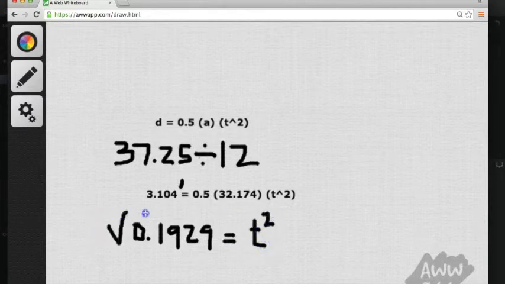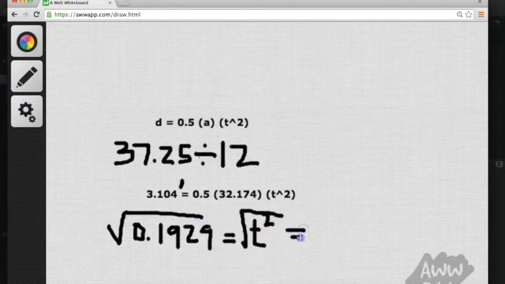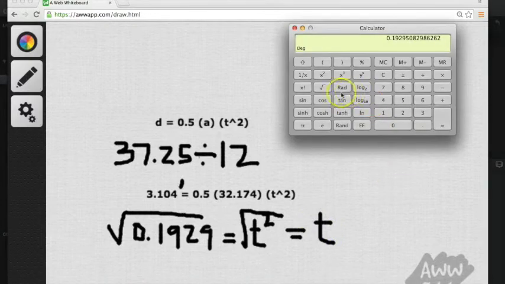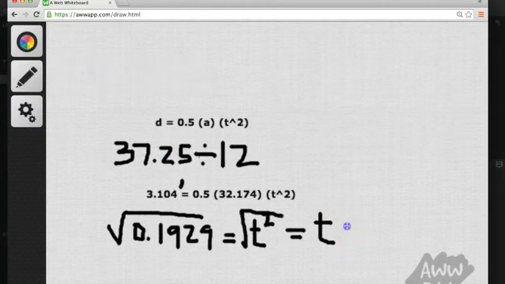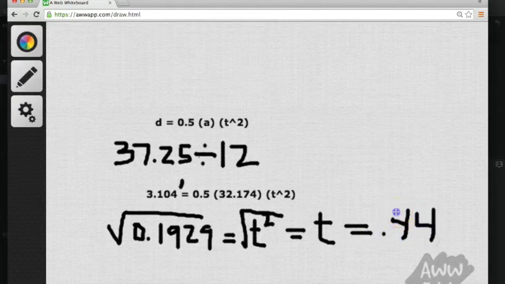And then they can take the square root, and that'll give us our time. So if we come in here and now take the square root of this, it gives us basically 0.44 seconds, which is only 1/100th of a second off from what we measured. So the MakeSense board is really cool to get accurate measurements.